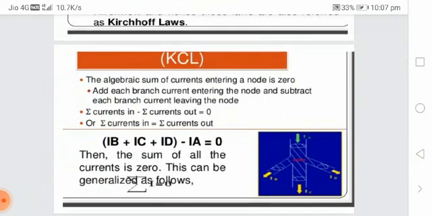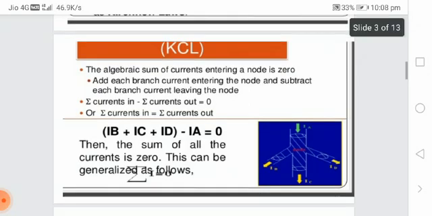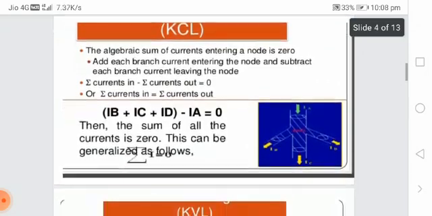Here, if you see the figure, the currents coming into the node are IB, IC and ID, and going out of the node is IA. So we can write Kirchhoff's current law as IB plus IC plus ID minus IA equal to 0. In a simple way, we can say that Kirchhoff's current law is that the sum of all currents is 0. This can be generalized as follows: sigma I is equal to 0.